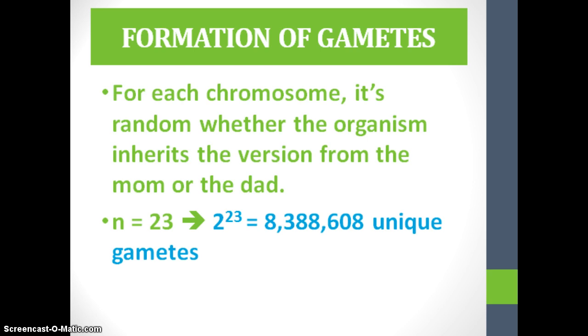The activity before this actually shows how humans have over 8 million configurations for the unique haploid cells. For each chromosome, it's random whether the organism inherits the version from either the mom or the dad. And because we have one set of 23 chromosomes and we flipped the coin at least 23 times, that makes us 2 to the power of 23, which means that there are 8,388,608 unique gametes that are possible.